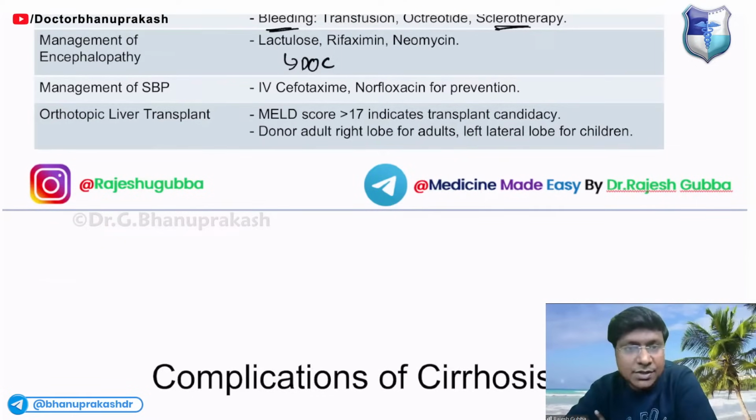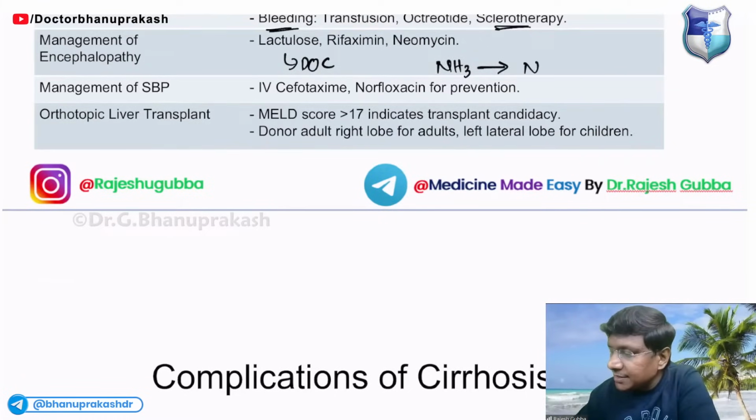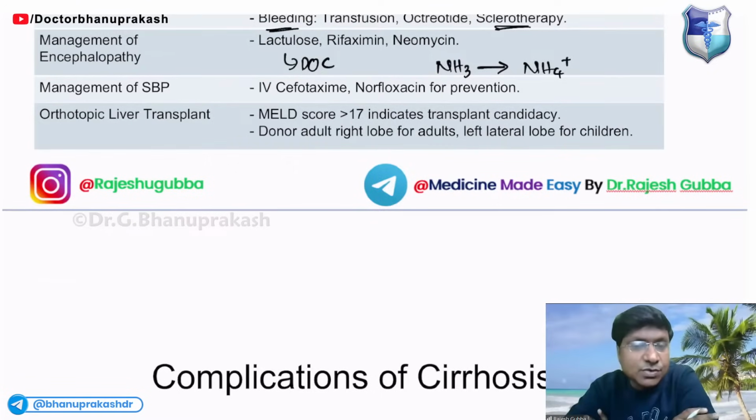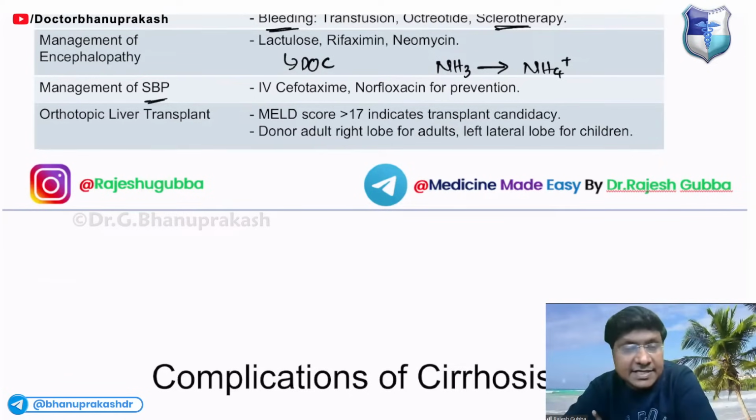That is lactulose. What will this lactulose do? It converts ammonia to ammonium, and the ammonium is excreted out. That is the mechanism of action of lactulose. Okay, next important is the development of spontaneous bacterial peritonitis.